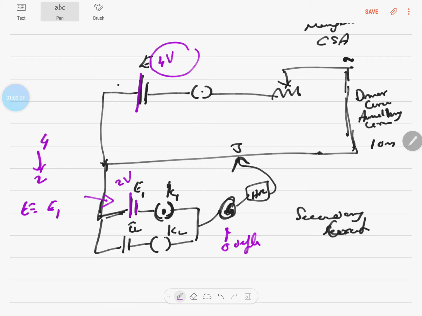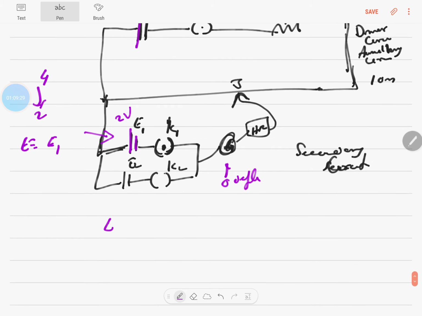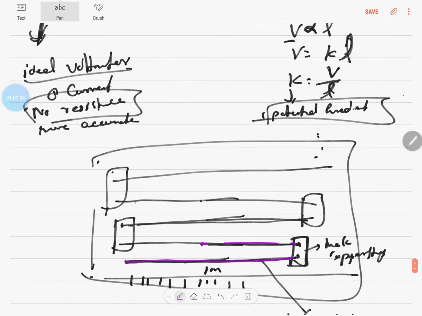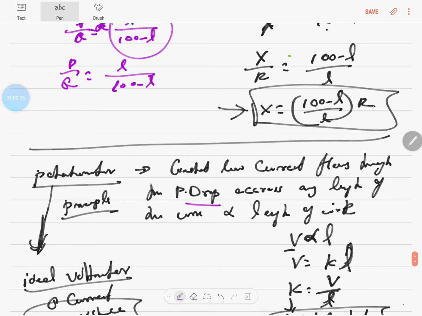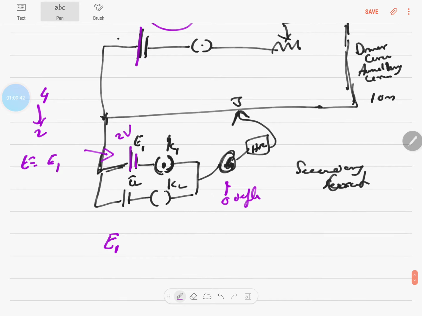So I'm just moving the jockey and seeing at what instant this happens, so that I can note down the length. And now for this E1, I told you that the potential drop across any length of the wire is directly proportional to the length of the wire. So here the potential has dropped from E to E1, and this E1 is proportional to L1, which is the initial length that I measure when there's zero deflection. So E1 is equal to K into L1.